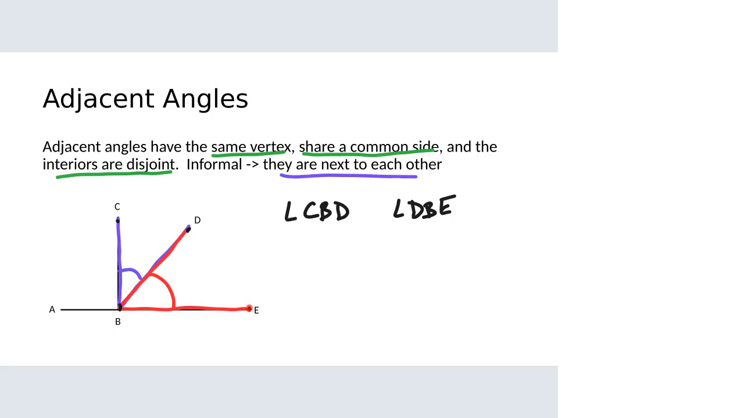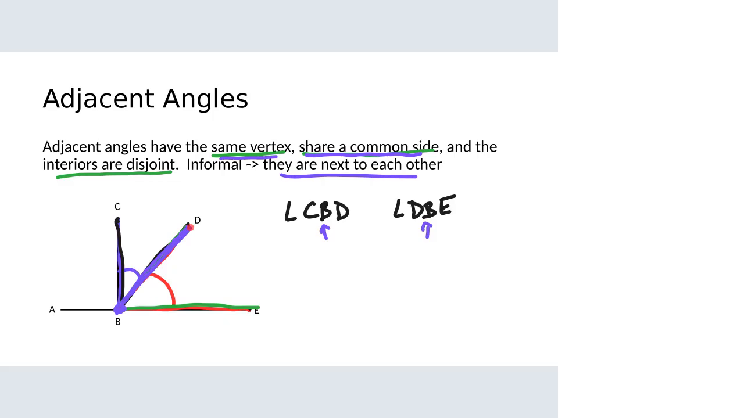And we can see by looking, okay, so you've got this angle right here, and then right next to it, you've got this angle right here. Okay, they're next to each other. We can take a quick look at that formal definition just because I don't want you to run away from those kinds of things. They have the same vertex. Sure enough, I can see from how they're named or from the picture that B is the vertex of both of them. They share a common side. Yeah, this line segment BD right here, that's in both of those angles.